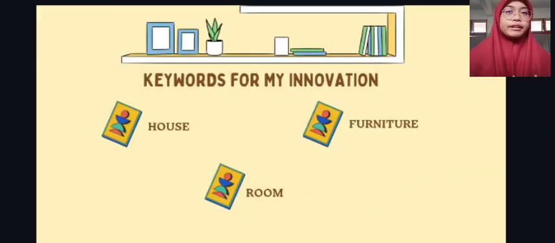So I have set some keywords for my innovation. There are three. The first one is house, since it is related to the house. The second one is room, because it is focused on the furniture in the room, and then the third is furniture, which is the furniture themselves.